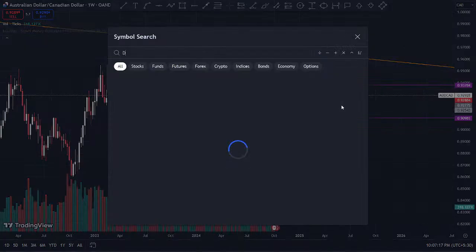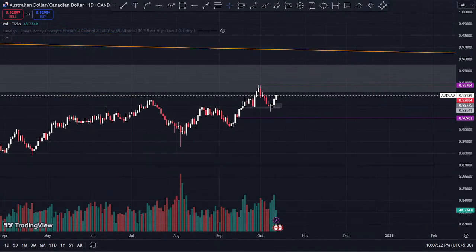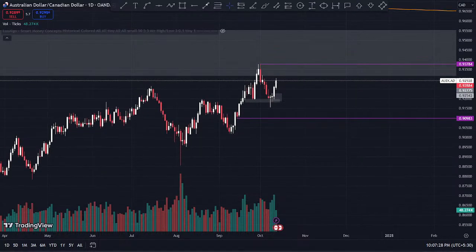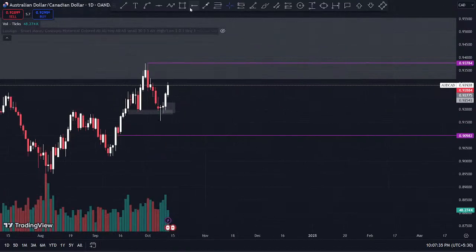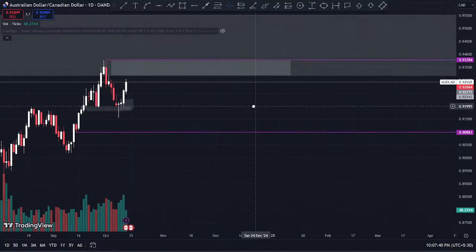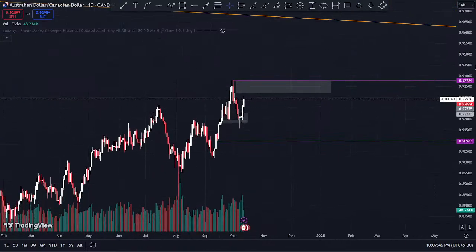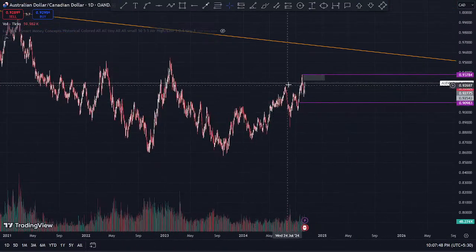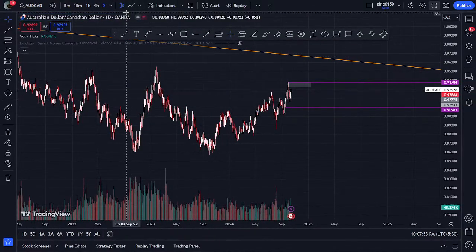Mitigation. Price mitigation versus the internal supply zone in the daily time frame. Okay, so this is a supply zone. We expect a pullback, right? So this was a pullback. But to confirm that, I'm going to show you something.